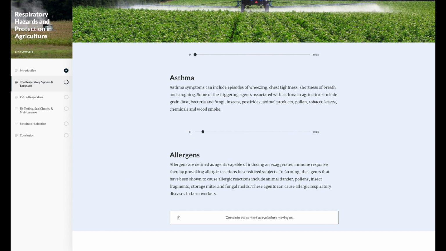Allergens are defined as agents capable of inducing an exaggerated immune response, thereby provoking allergic reactions in sensitized subjects. In farming, the agents that have been shown to cause allergic reactions include animal dander, pollens, insect fragments, storage mites, and fungal molds. These agents can cause allergic respiratory diseases in farm workers.